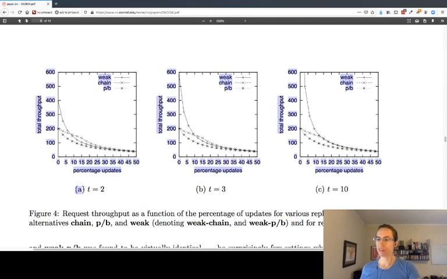T is the number of replicas. Somebody just asked what T means. For this one where T equals 2, there's just 2 replicas. For these other ones where T equals 3 and T equals 10, that's 3 and 10 replicas, respectively. Notice that for weak replication, for instance, its throughput just gets higher and higher when there are more replicas, which would make sense because for weak replication, clients can just talk to any replica, and there's no guarantee that they're going to be getting the most up-to-date information. So if you have the same number of requests spread out among 10 replicas instead of 2 or 3, then obviously you can handle more requests in the same amount of time.